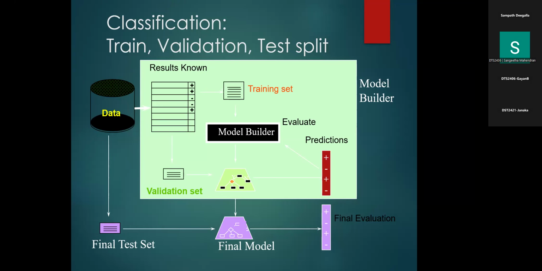So we have seen that in model building, we separate train and test, and then we build the model and evaluate based on this one, right? But when you build the final model, you can combine both the train and test. I'll come to that point later on. So that's one thing that I want to discuss.